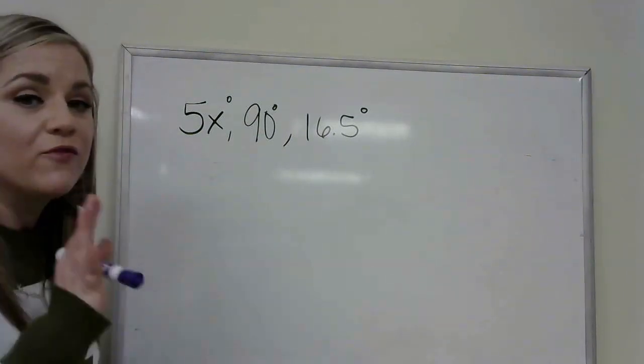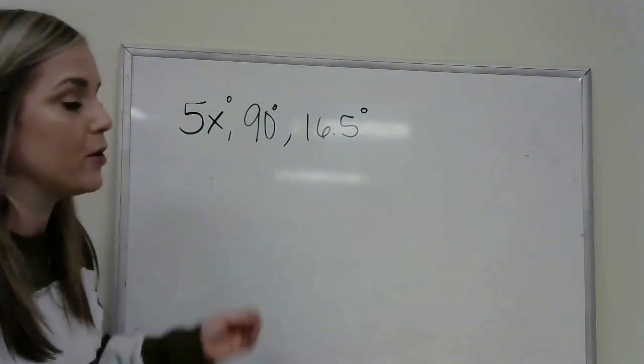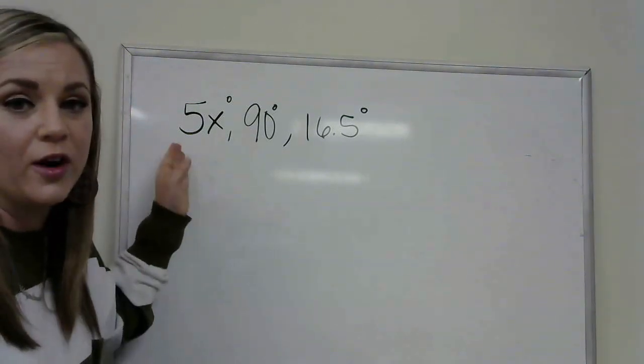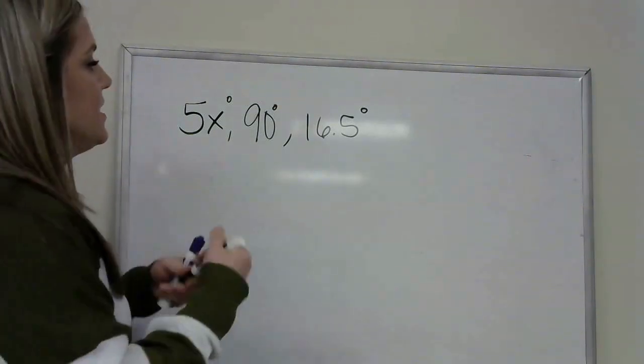All right, so if you could right now, what would be really good is if you would grab your scratch paper and try to solve this on your own. You have 5x, 90 degrees, and 16.5. I don't know if you can see this decimal.